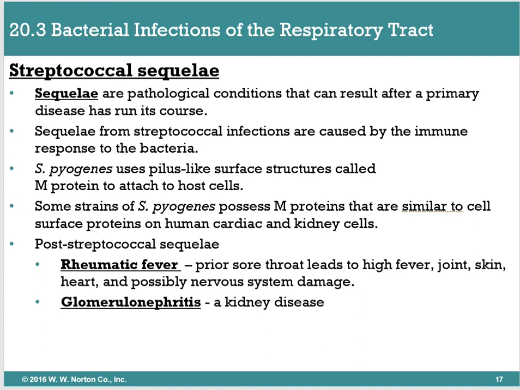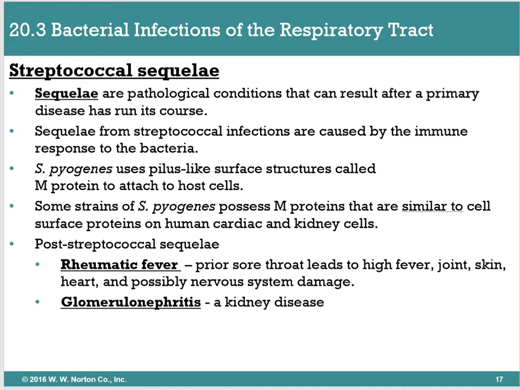So S. pyogenes has that M protein, remember, with the pilus factor that we talked about, I believe, a lecture or two ago, that aids in attachment to the host. The fact that it has this M protein, or some strains, not all, have this M protein, means it can actually attach to similar cell surface proteins, such as on human cardiac or kidney cells. So a lot of times, rather than just attaching to our respiratory cells, Strep pyogenes can also attach to cardiac and kidney cells.